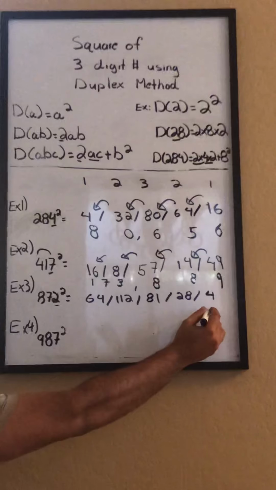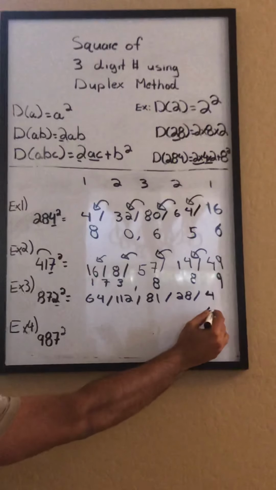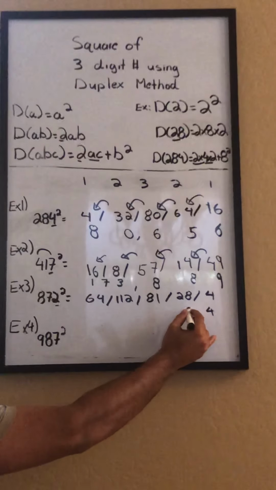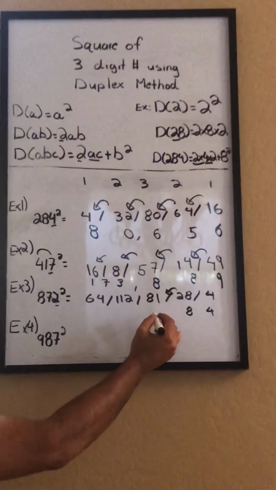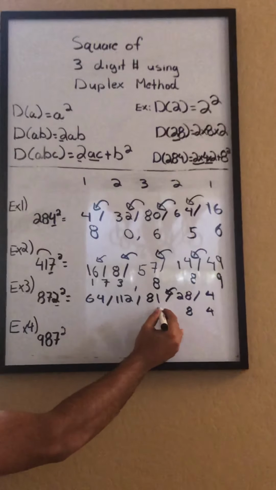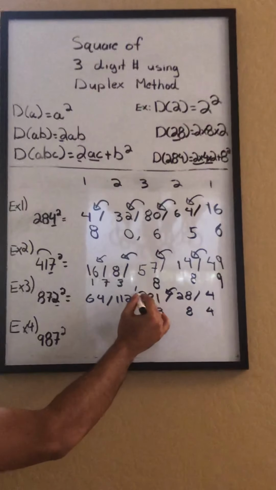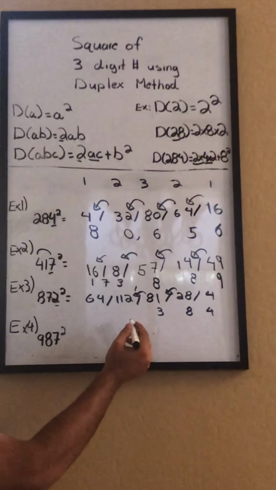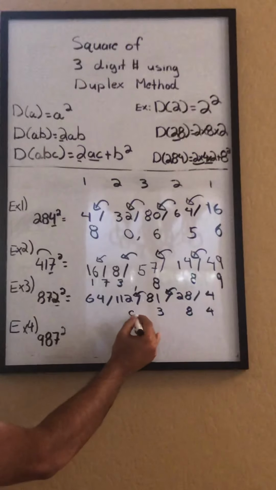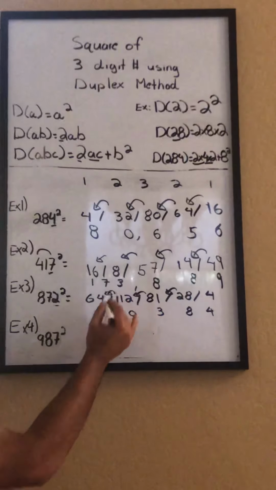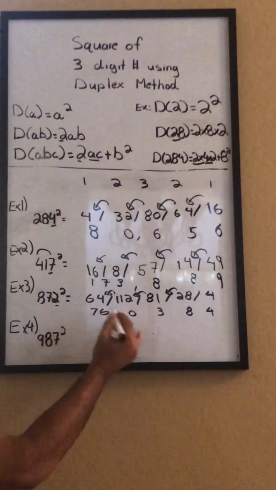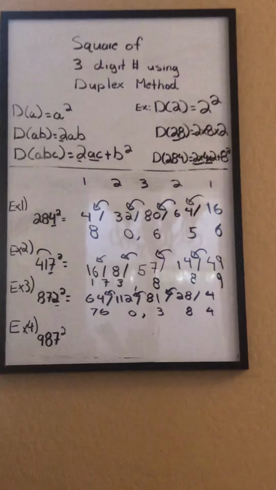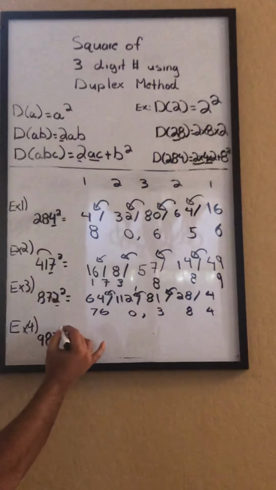So I'm going to write the units digit, carry the tens digit. Keep the 4 here, write the 8 here, carry the 2 here. 81 plus 2 is 83. So I'm going to write down 3, carry the 8. 112 plus 8 is 120, so I'm going to write down 0, carry the 12. And 64 plus 12 is 76. So final answer is 760,384.